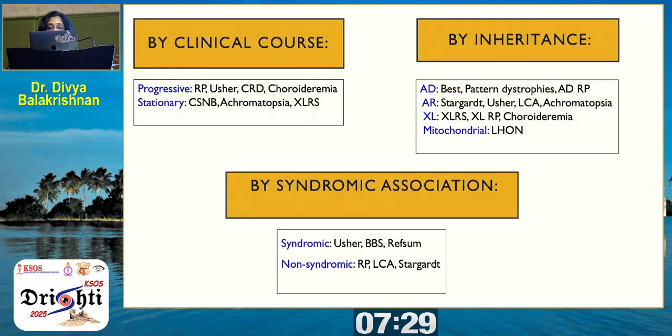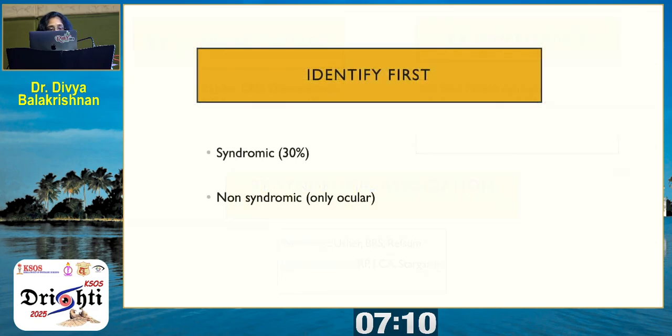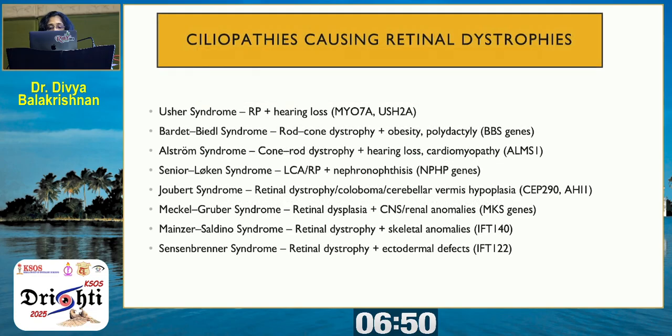By the clinical course, some can be progressive, some may be stationary. Progressive ones include retinitis pigmentosa and choroideremia. The inheritance patterns also differ: autosomal dominant, recessive, X-linked, mitochondrial. Some have syndromic association, and some are purely ocular. So the main thing is that you have to identify that it is an IRD. Second, you need to think whether it is purely ocular or whether there is any systemic association, that is, syndromic. And whether it is progressive or non-progressive. Two important things you have to keep in mind.